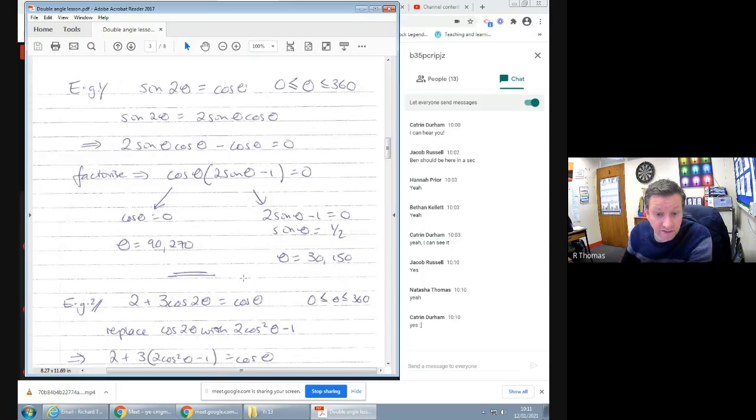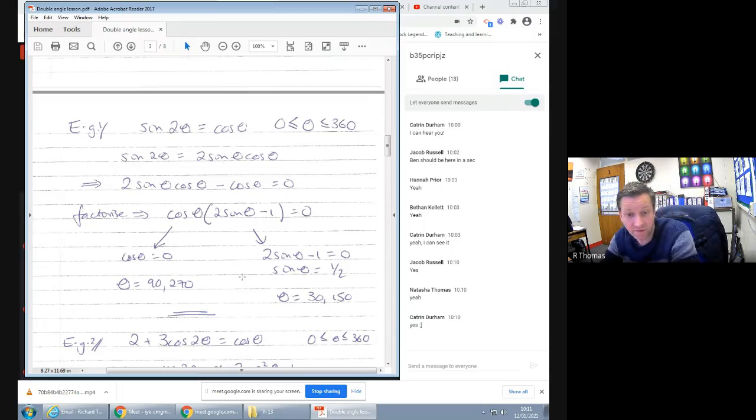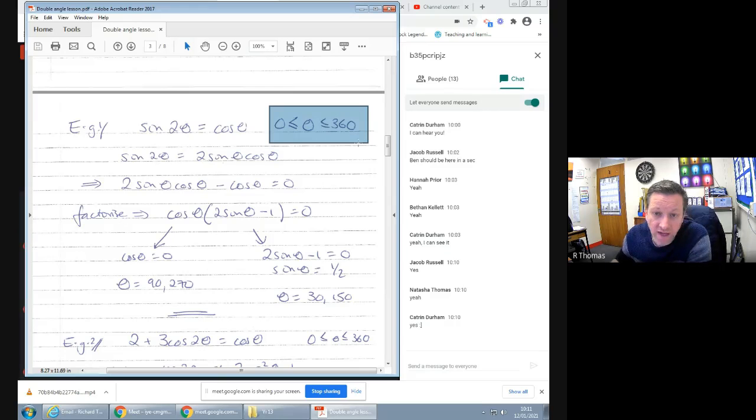Right, this is a very easy one. All of these are past paper questions. I haven't made any up for the sake of it. These are the types of things you would get on the exam, right? So example number 1: sine 2 theta equals cos theta. And they want all the solutions of that between 0 and 360. They don't generally go any different to 0 and 360, right?